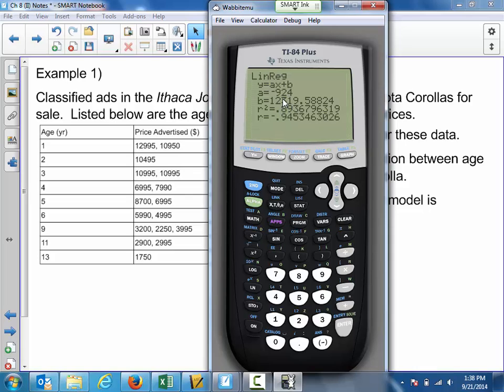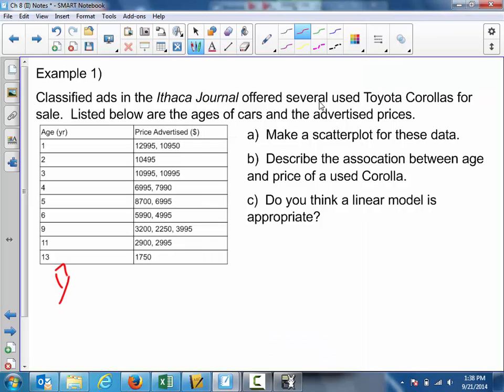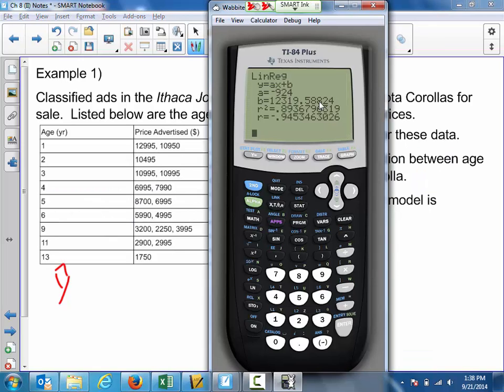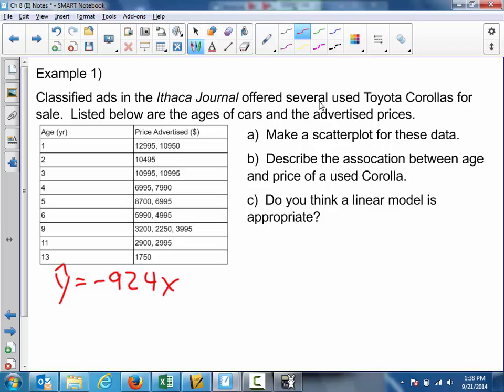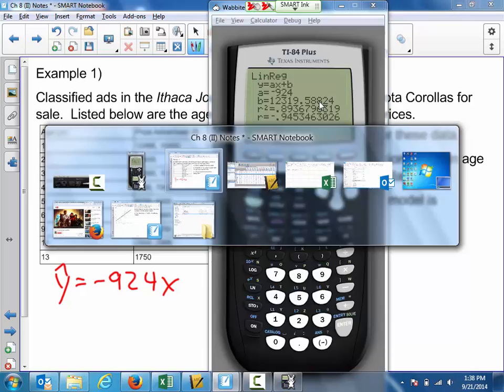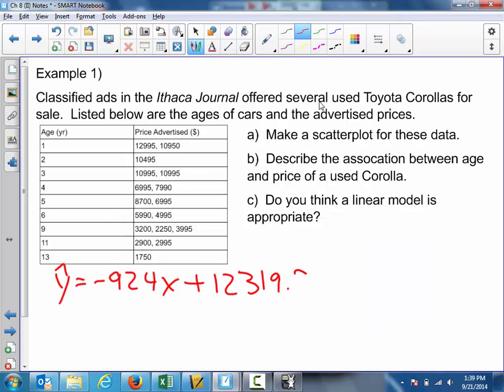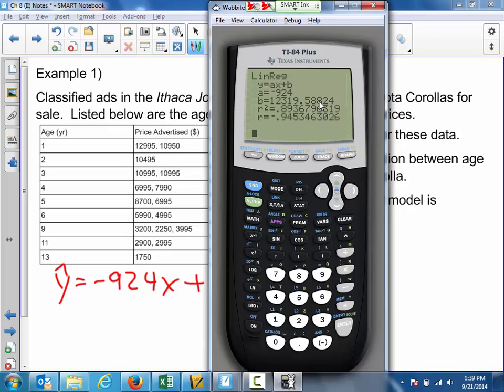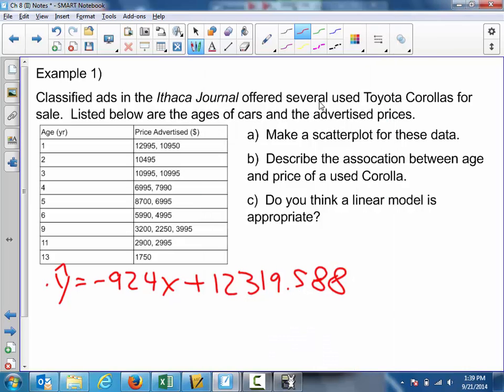So actually, without calculating a whole bunch of stuff by hand, without going to 1-Var Stats and getting the mean of all your ages and the mean of all your prices, you can actually say that the linear regression line that goes through this data has got to be y hat equals negative 924x plus 12,319.588. Okay, so that is your linear regression line. They gave you your a value, which was the coefficient for x, that must be your slope, the b value, which is a standalone constant there, at 12,319.588. So we've got the linear regression line from linreg.